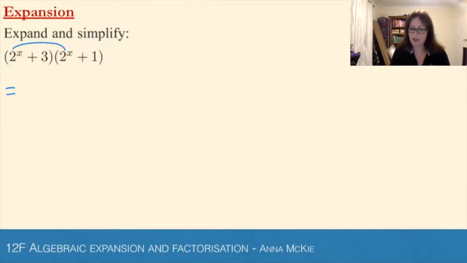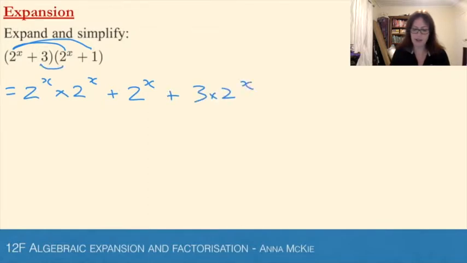So we're multiplying these first terms. We've got 2 to the power of x multiplied by 2 to the power of x. As I said, I'm going to write all this out to start with. The next, we've got 2 to the power of x times by 1. I'll leave that as that. Next, 3 multiplied by 2 to the power of x, and then 3 multiplied by 1. So let's look at it bit by bit.